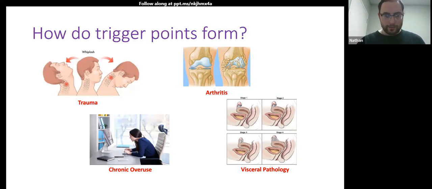Trigger points, obviously, as we talked about before, come from chronic overuse. Right at the end of the day, you're on your phone, you're at the computer, and you're constantly doing this day after day. Those muscles are being stressed and tired. There are going to be trigger points that develop in those muscles.